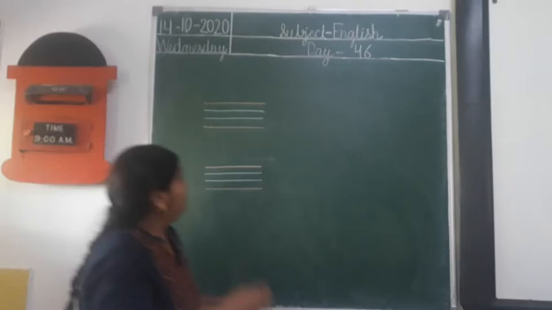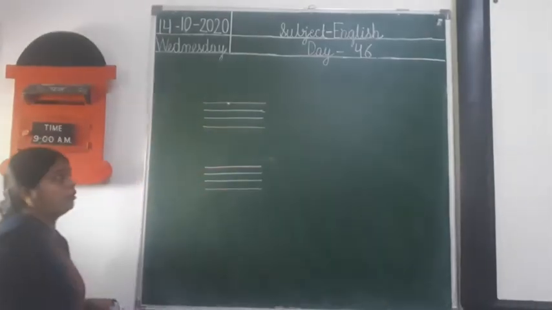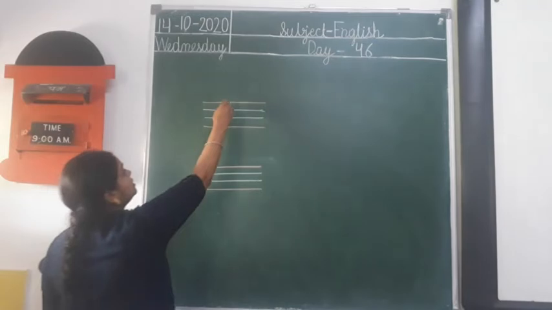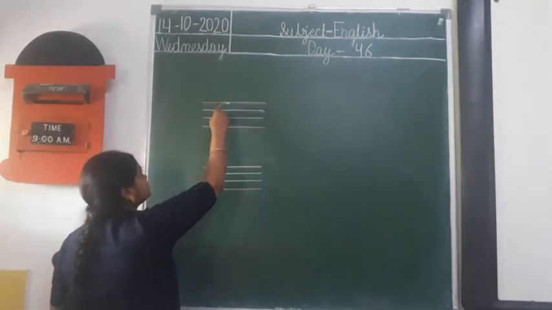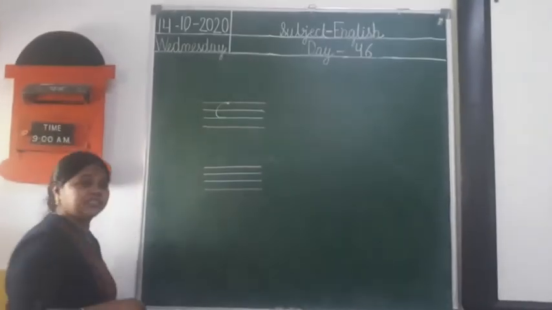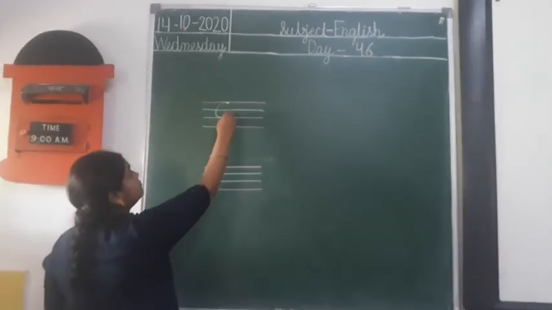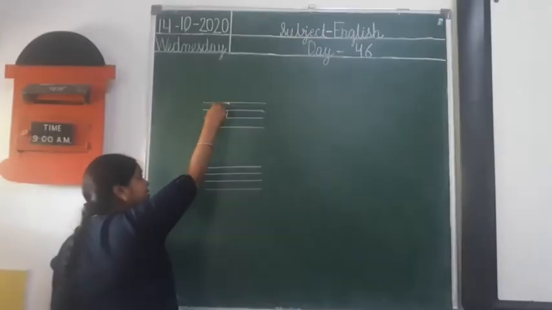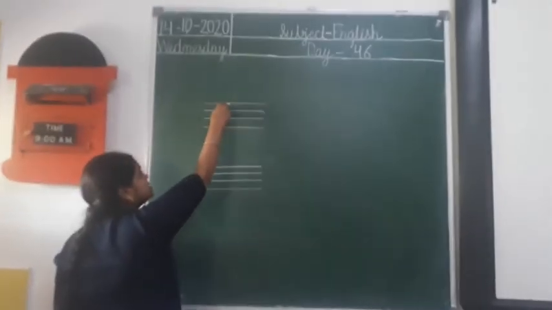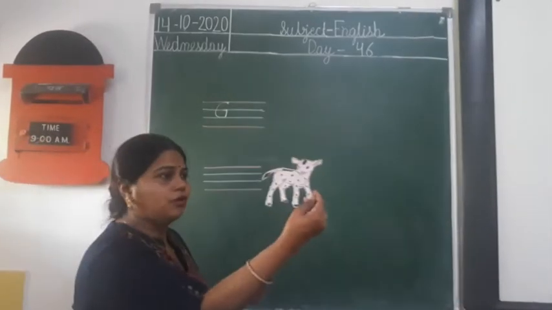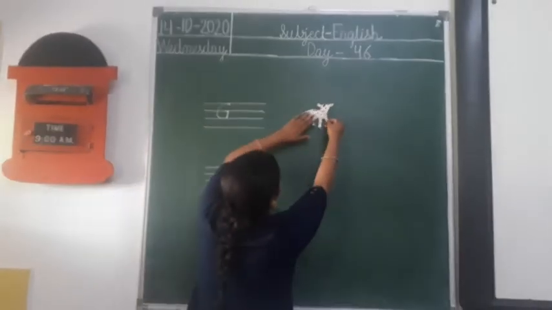Now look here. On the dot, first you have to make a curve in this way. This is letter C. Which letter is this? C. Now, from this point, I will go up and then make one small sleeping line. Now, this is letter G. G for goat.